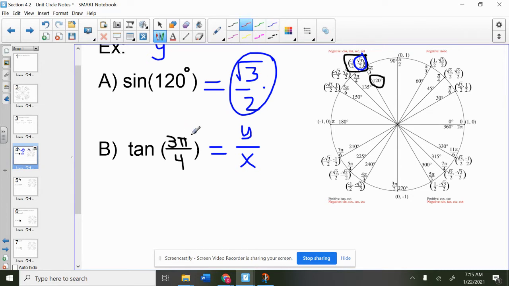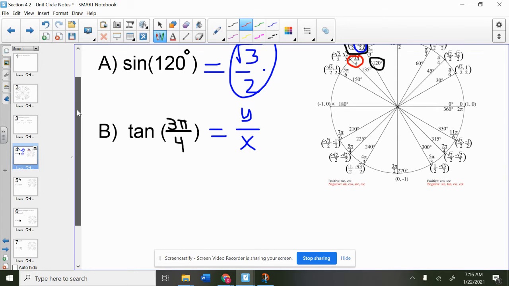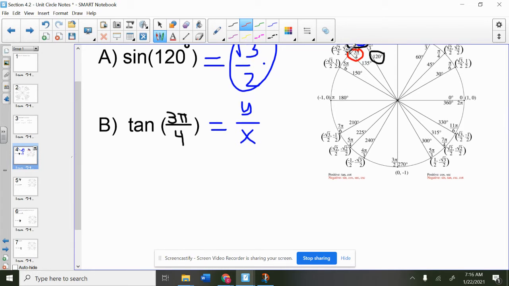So first thing, I need to find 3π/4. So I'm looking at my outer circle. That would be right about here. And so I get this coordinate point. So this is negative radical 2/2 and a positive radical 2/2. So I need to take that and simplify it a little bit. So the y value comes first. So that's going to be that radical 2/2. And then divided by, and then you have the x coordinate. The x coordinate is a negative radical 2/2.